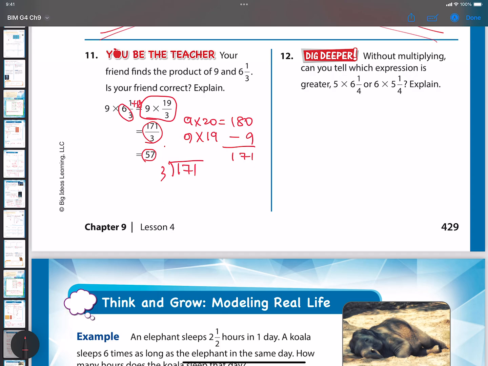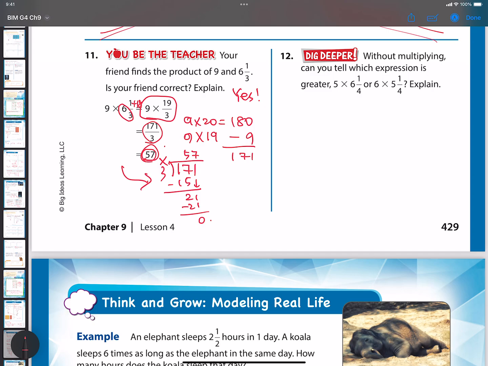So 3 can fit into 171 by what time? 3 times what? 5. And that's going to be 15. Remember, subtract, 2, and bring down 1. And 7 is 21, 0. Oh, there is no remainder, so 57. So the answer is what? Yes. Okay, and the explanation is what? We use this number sentence.